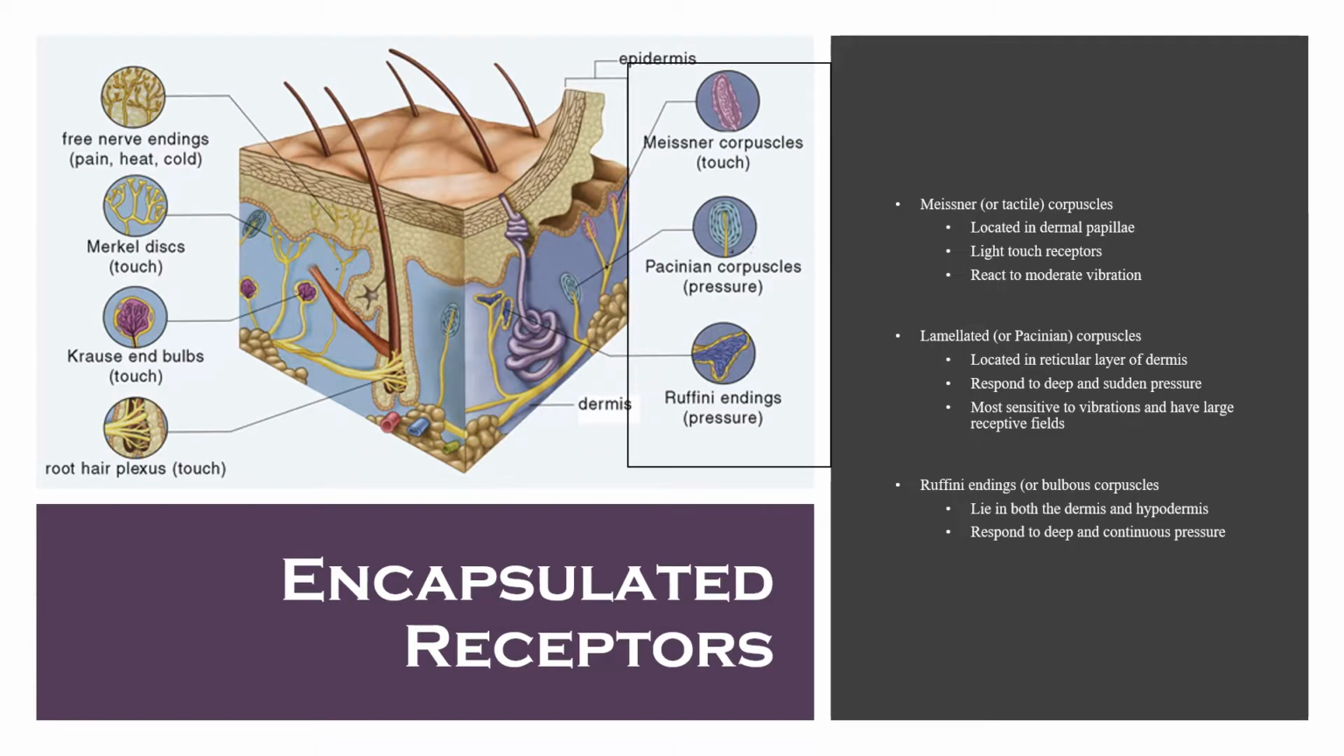The lamellated or Pacinian corpuscles are located in the reticular layer of the dermis, and they respond to deep and sudden pressure. So it has to be immediate, and if the pressure is chronic, they'll actually stop responding. So they only respond to sudden pressure. They're most sensitive to vibrations, and they also have really large receptive fields. Now, Ruffini endings are also called bulbous corpuscles. They lie in both the dermis and the hypodermis, and unlike the Pacinian corpuscles, they respond to continuous pressure.